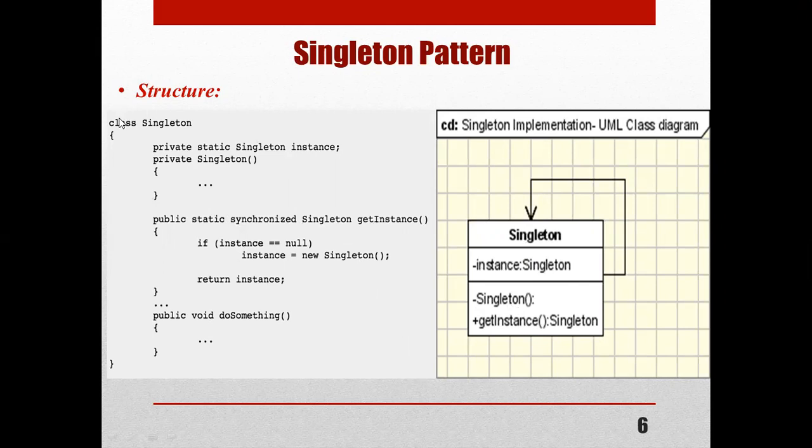Class Singleton, then private static Singleton instance. Here you can see this is the attribute singleton instance. Then a private Singleton method is there. Then public static synchronized Singleton getInstance. Here you can see we are going to implement that public method getInstance. If that instance is equal to null, instance is equal to new Singleton. We are going to create that instance for that class, only one instance for that class here.